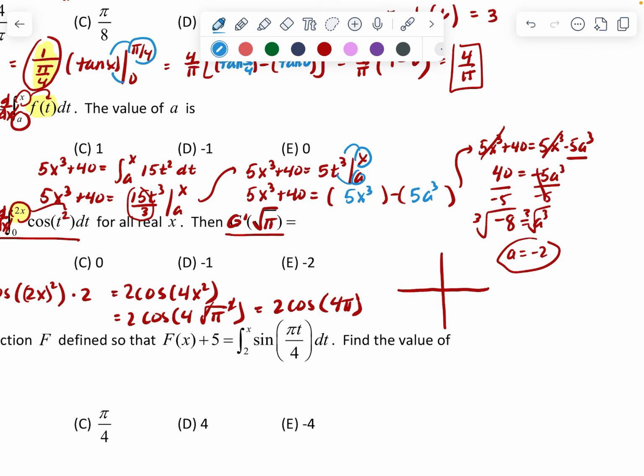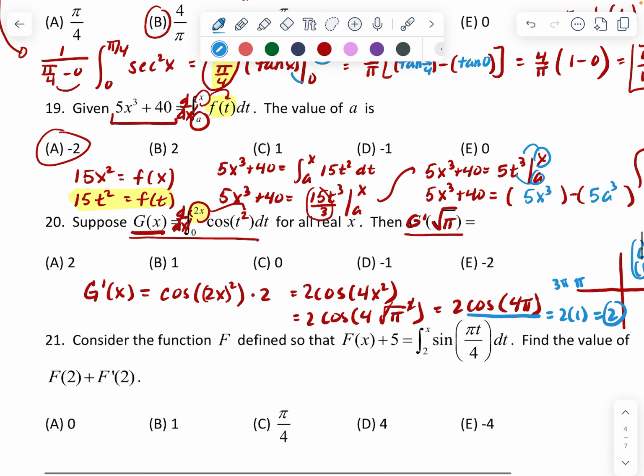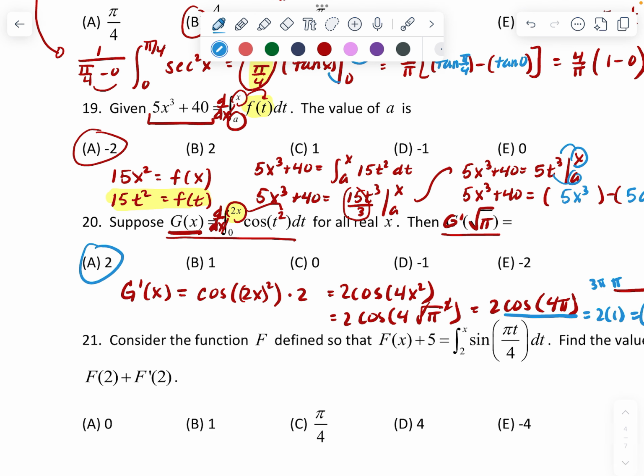So I have, let's see, this is 0, this is 1 pi, this is 2 pi, this is 3 pi, so this is going to be 4 pi. So I'm actually right here, and the point there is 1 comma 0. This is your cosine, this is your sine. So if I want the cosine of 4 pi, the cosine of 4 pi is just 1. So this is 2 times 1, which is just 2. So that answer was A, again.